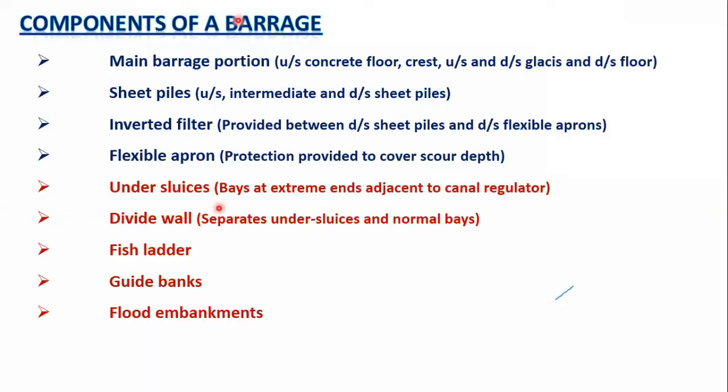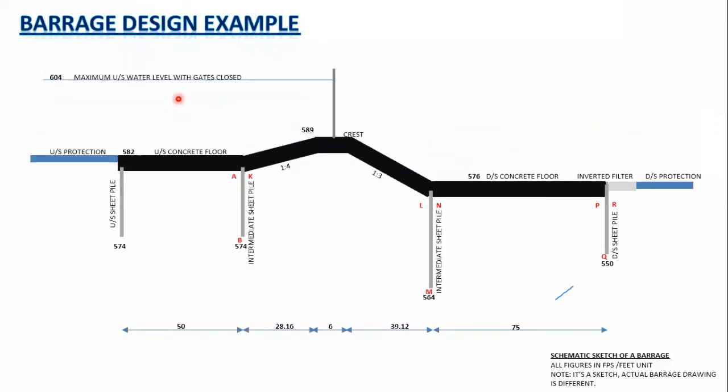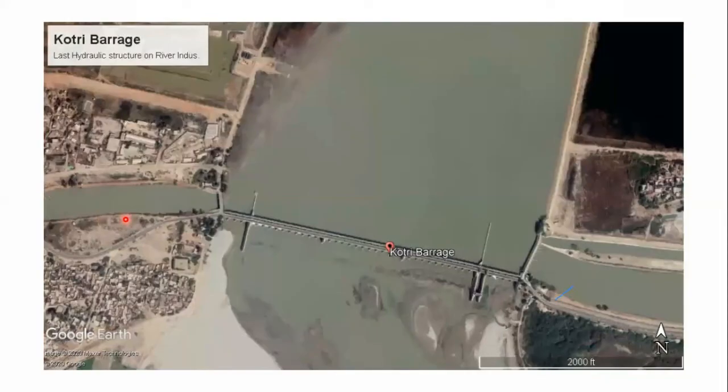I was telling about the major components of a barrage. The main portion is concrete. In longitudinal section, sheet piles were visible on the lower profile of the structure. This sheet pile, if you see, upstream, intermediate, and downstream sheet pile. As I said, barrages do not have very deep foundations. Instead of a deep foundation, they have sheet piles. These are steel sheets driven into the ground throughout the width of the structure.